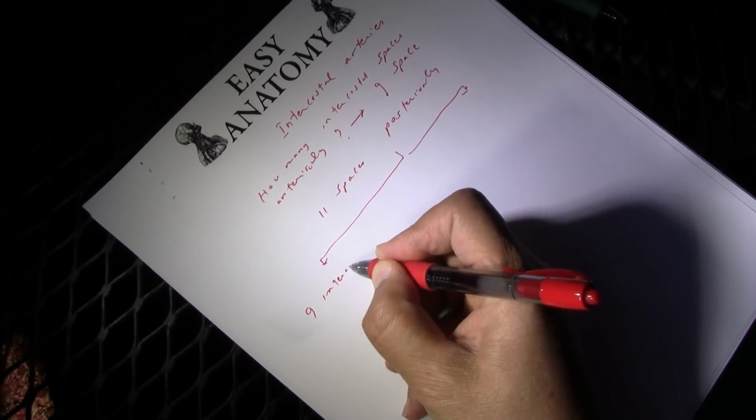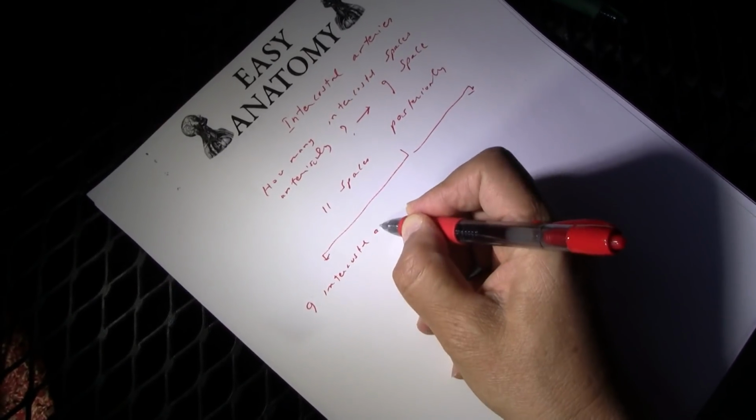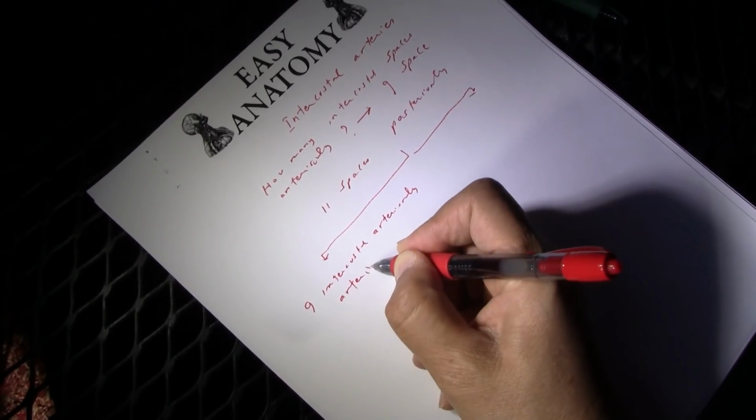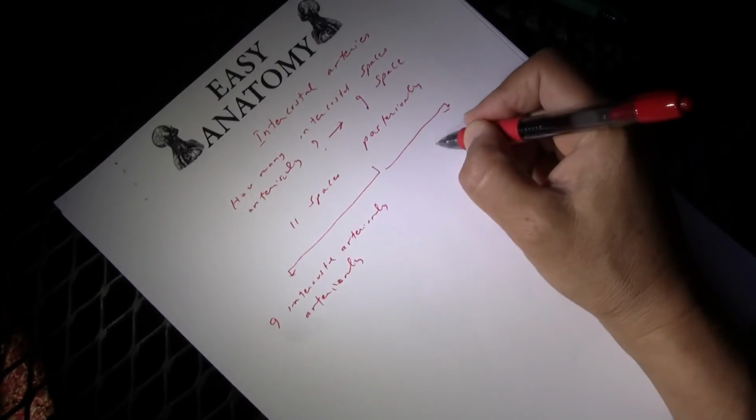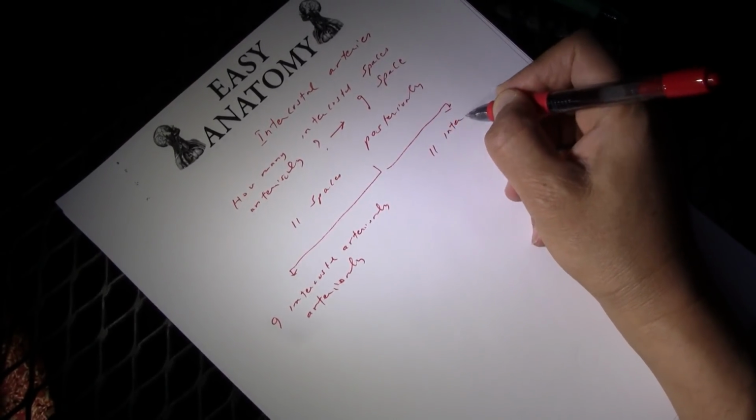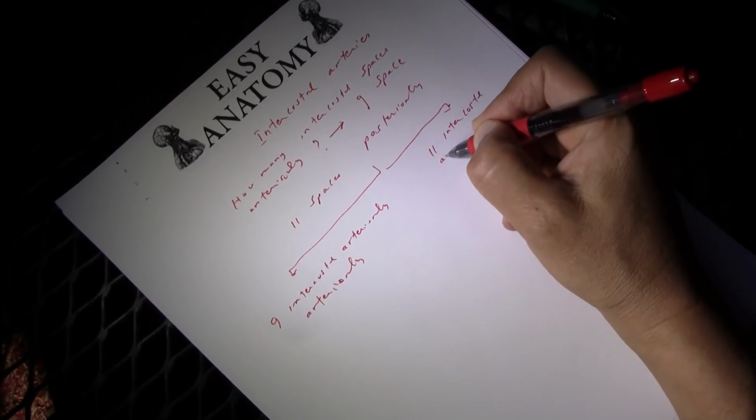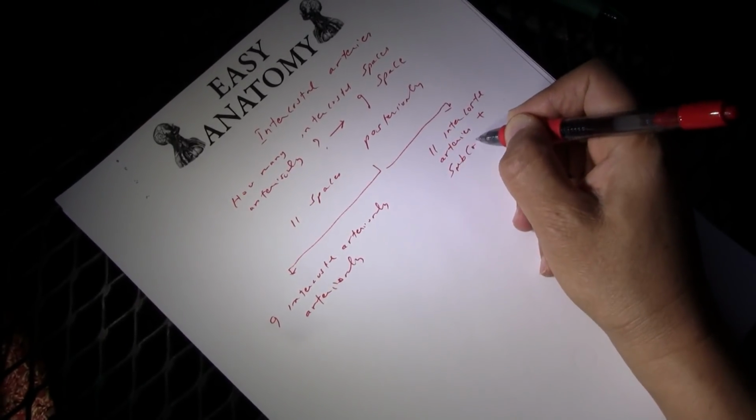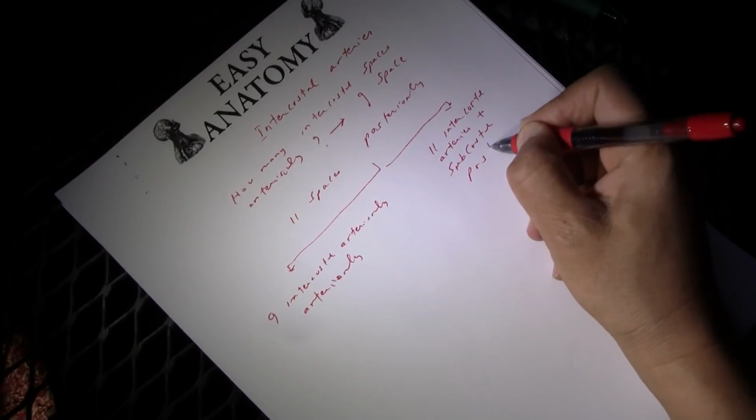That's why we have 9 intercostal arteries anteriorly, and 11 intercostal arteries plus 1 subcostal posteriorly. Okay?